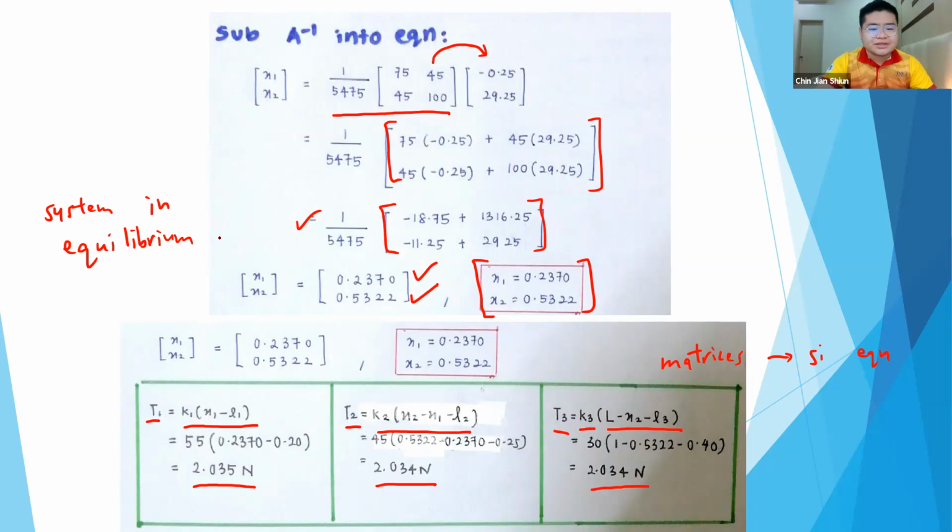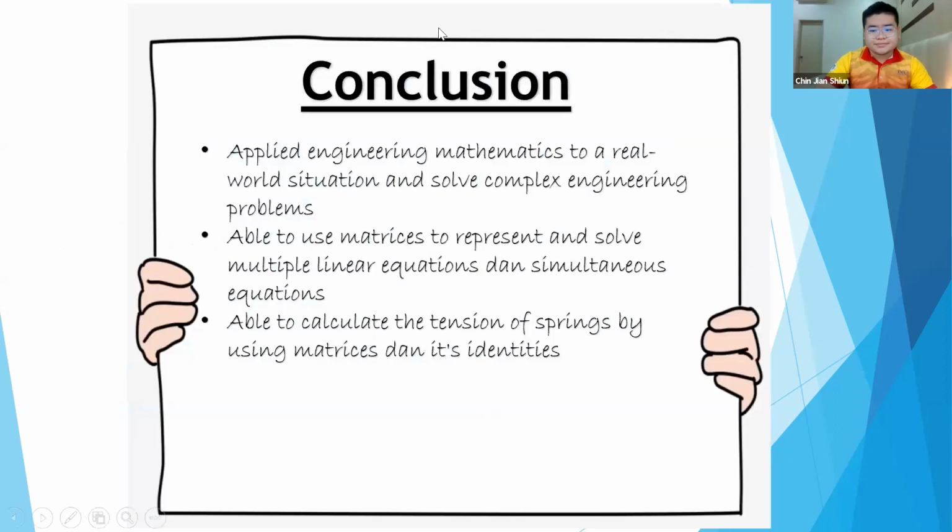Let's move to our conclusion. We can see that engineering mathematics can be applied to real world situations and to solve complex engineering problems. As we can see from the previous questions, we use matrices to represent and solve multiple linear equations and simultaneous equations. Next, we are able to calculate the tension of springs by using matrices and their identities.